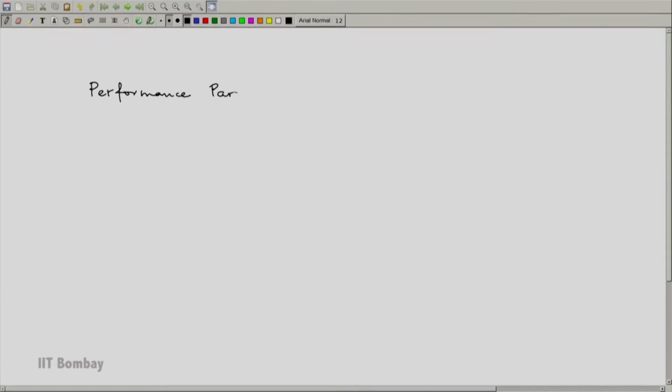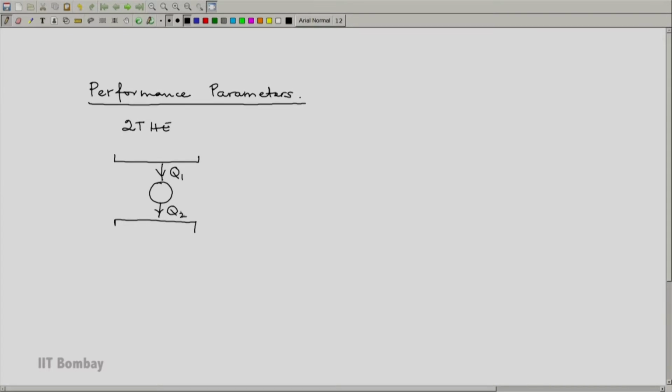Welcome back. It is time for us to look at not only engines and refrigerators in a qualitative way, but look at them in some quantitative way. So, let us look at their performance parameters. For an engine, for example, a 2T heat engine, which I will sketch, but in general for any engine, we have the heat supply Q1, the heat rejected Q2, and the work output W.